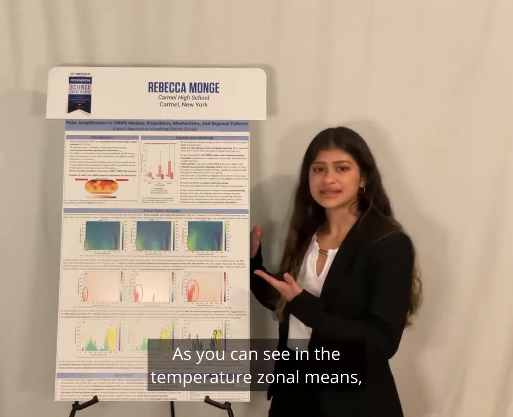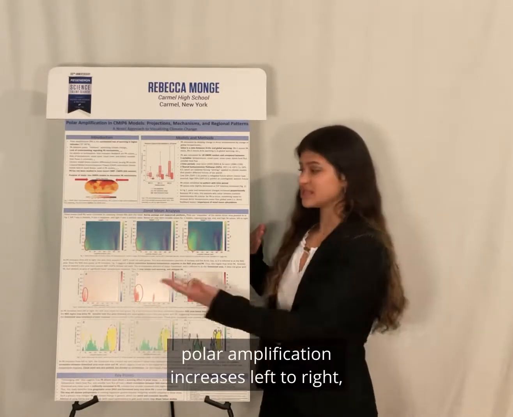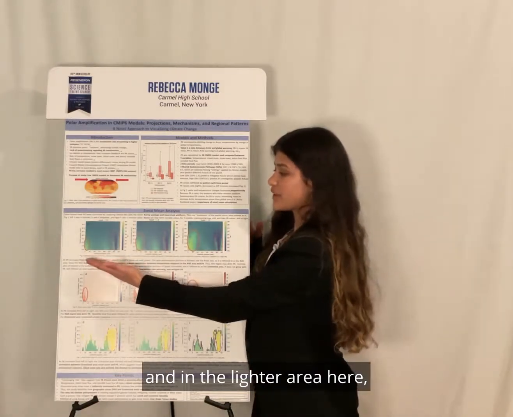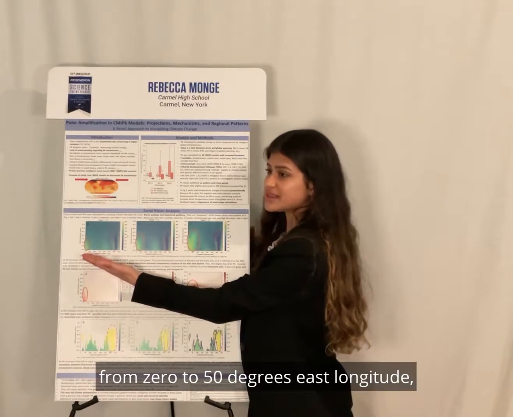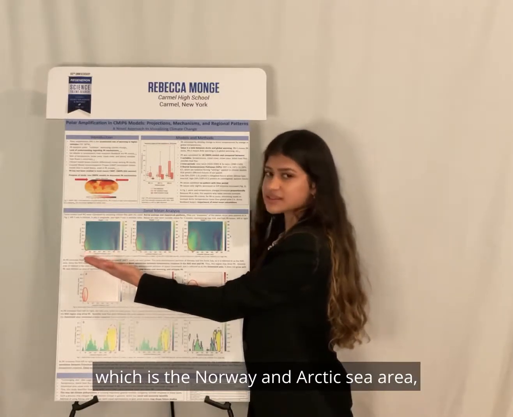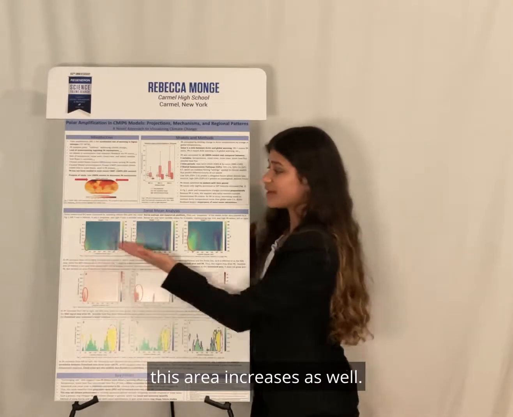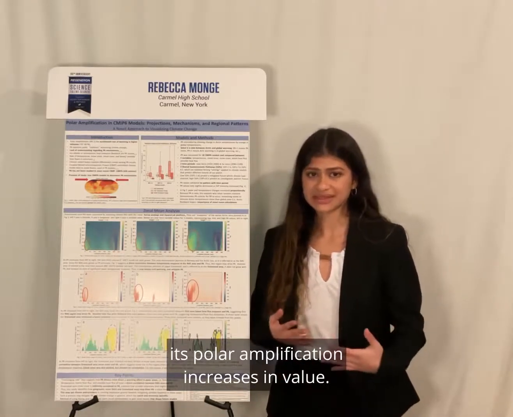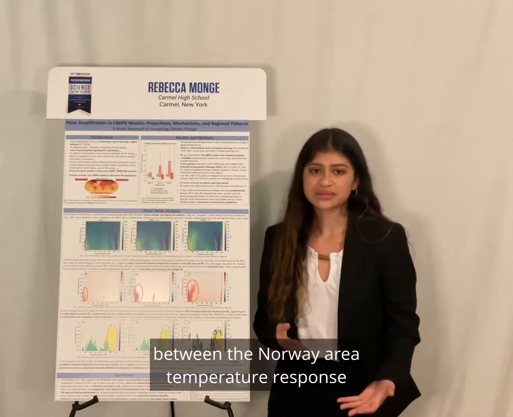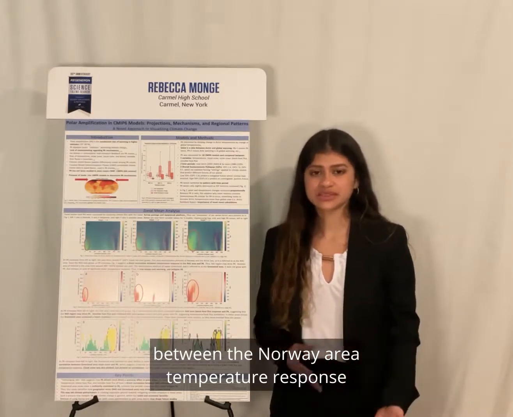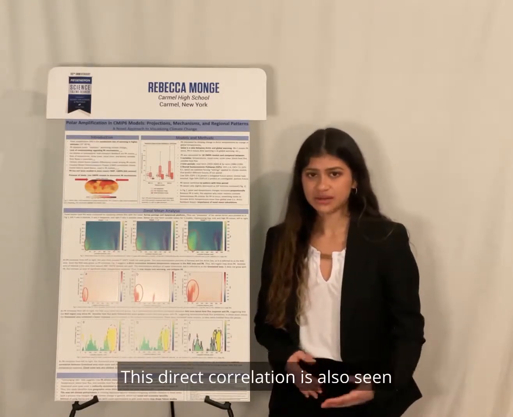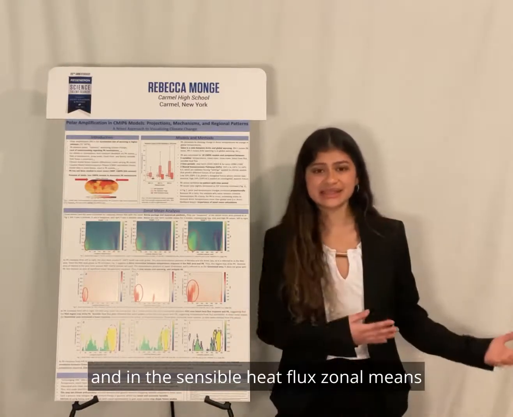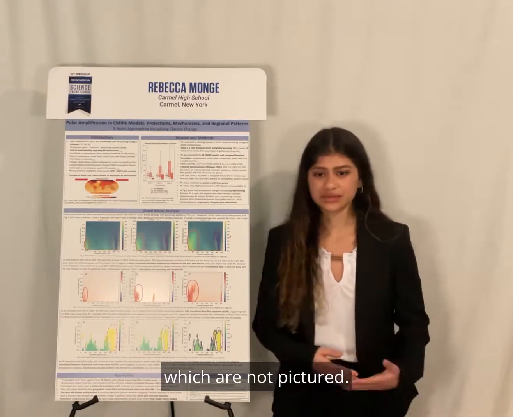As you can see in the temperature zonal means, polar amplification increases left to right. And in the lighter area here, from 0 to 50 degrees east longitude, which is the Norway and Arctic Sea area, this area increases as well. Because it increases in size as polar amplification increases in value, there's a direct correlation between the Norway area temperature response and polar amplification. This direct correlation is also seen in the latent heat flux zonal means and in the sensible heat flux zonal means, which are not pictured.